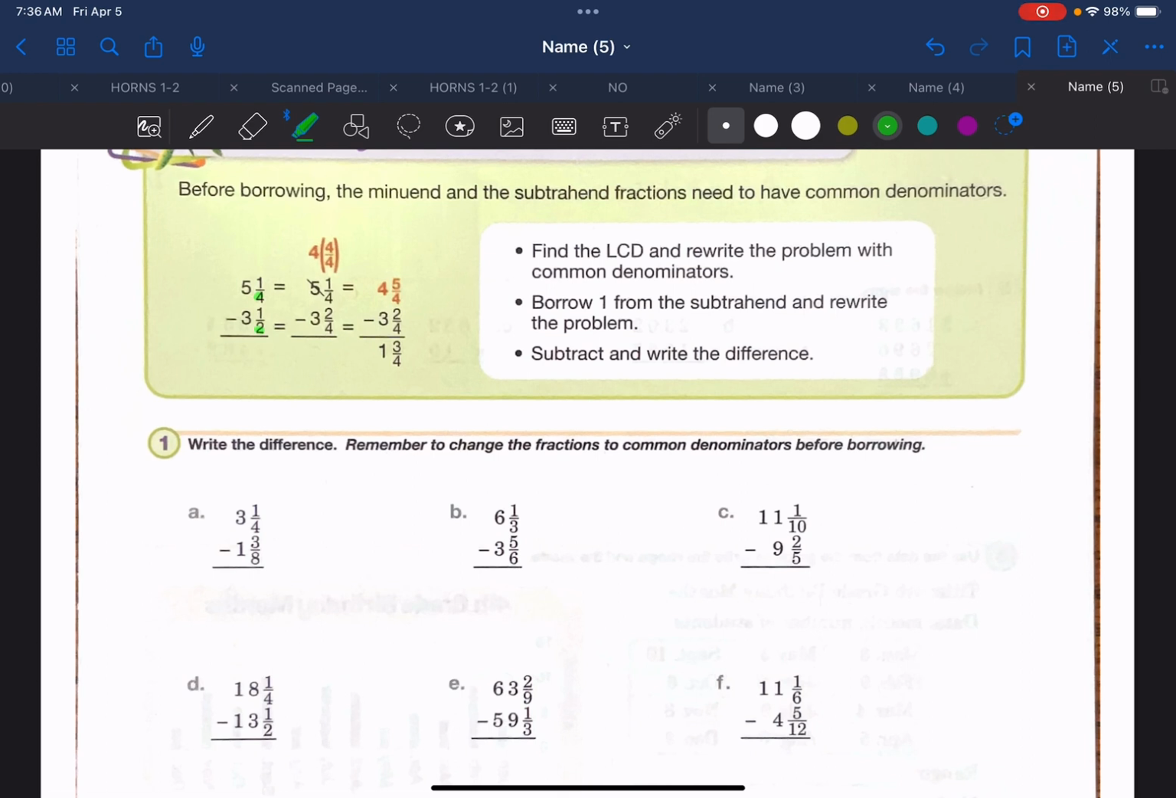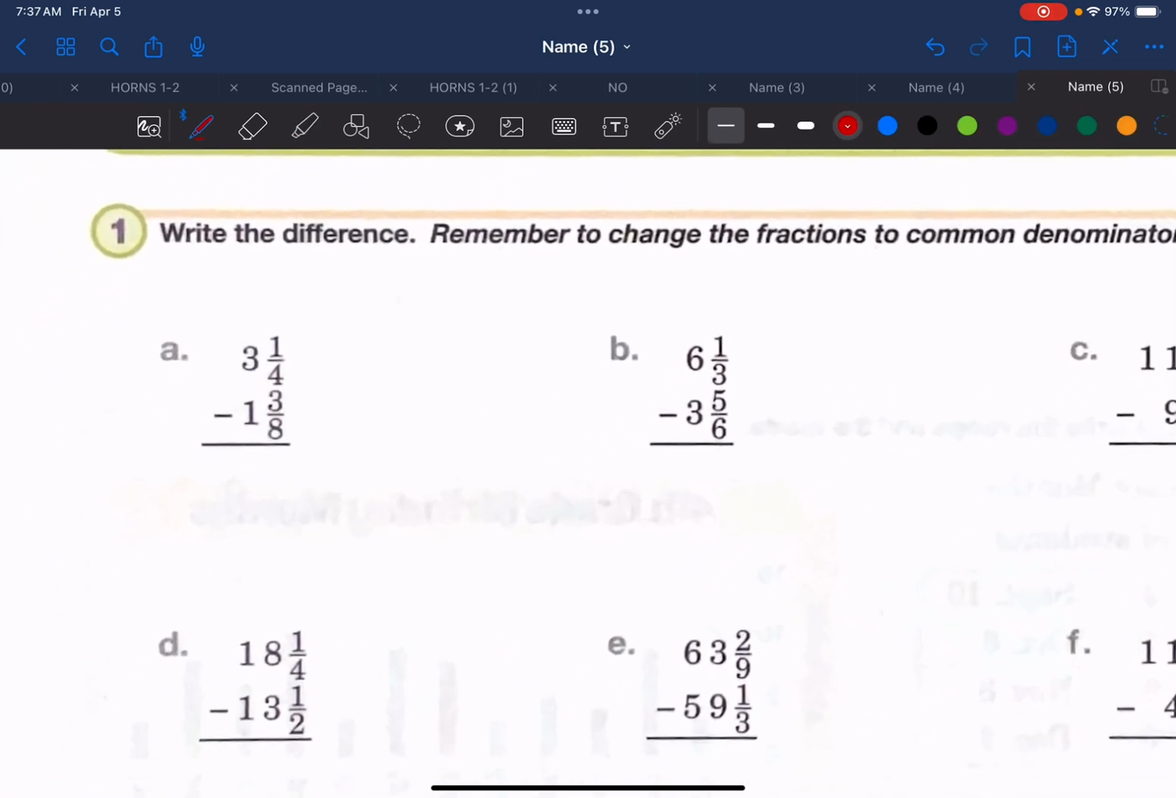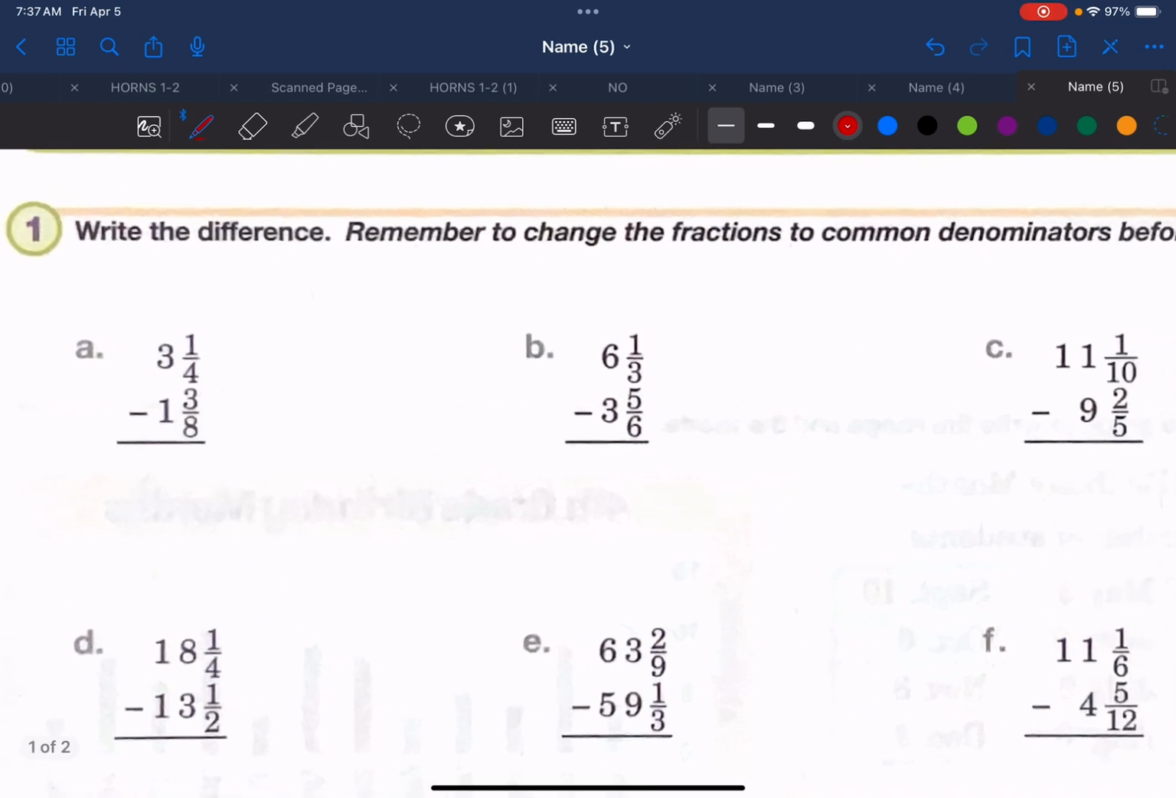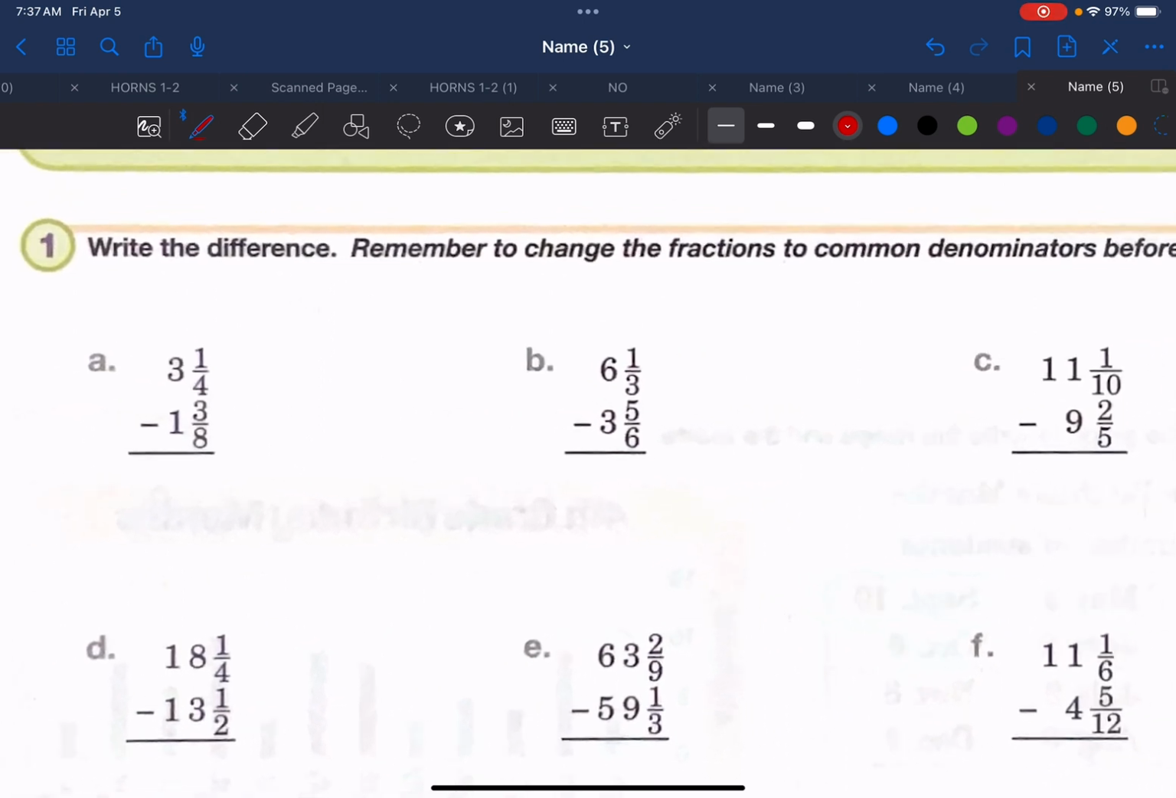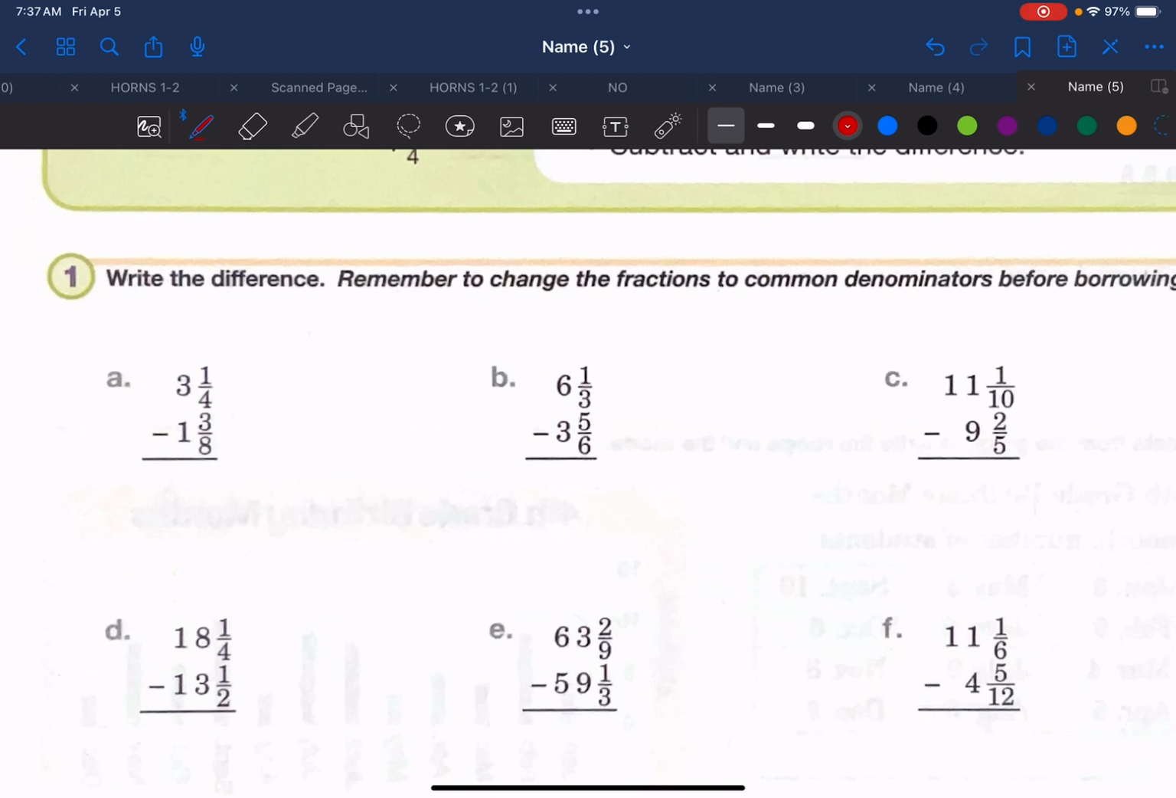If they're not the same, you need to first change them, because once you change them, that changes the numerator, and therefore you might not actually have to borrow, or you can't subtract anyway until it's the same. So the very, very first step, just as a reminder, is you first have to make the denominators the same. So it says on number 1, write the difference. Remember to change the fraction to common denominators before borrowing.